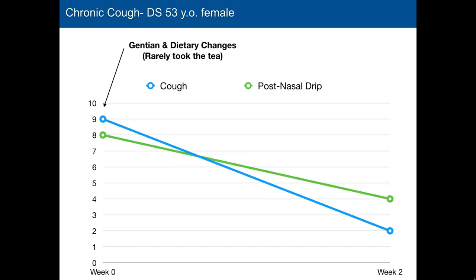And then you can see the cough pretty much resolved by the second visit. Postnasal drip improved. And she's doing much better. I've seen her again since. I can't remember what the DS stood for last night when I was laying in bed, so I couldn't update this, but she's doing a lot better. Okay.